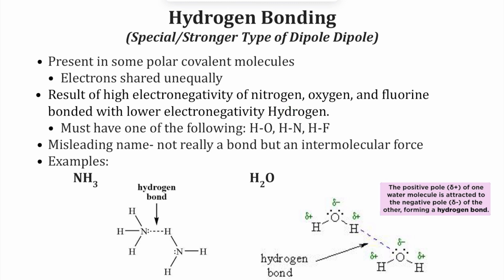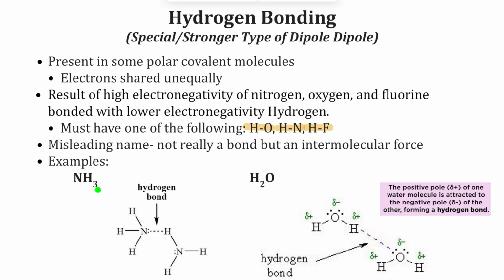So if we have dipole-dipole and there is at least one hydrogen-oxygen, hydrogen-nitrogen, or hydrogen-fluorine bond, then more specifically than dipole-dipole, that is going to be called hydrogen bonding. It's a misleading name because it's not really a bond. It is a force, an IMF.